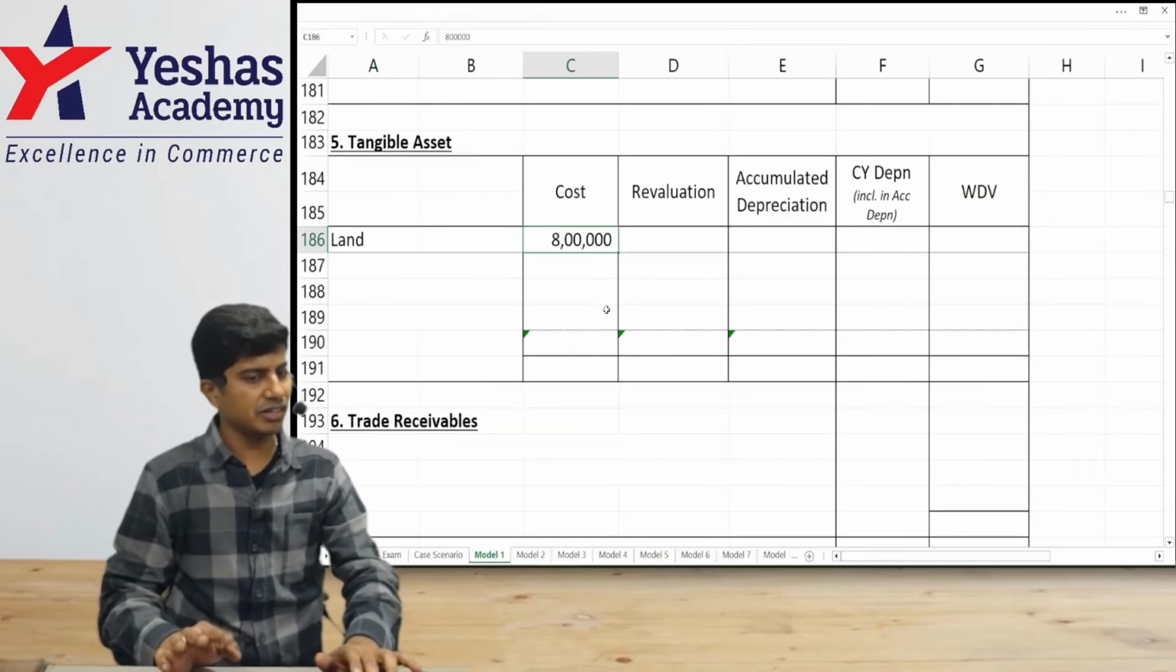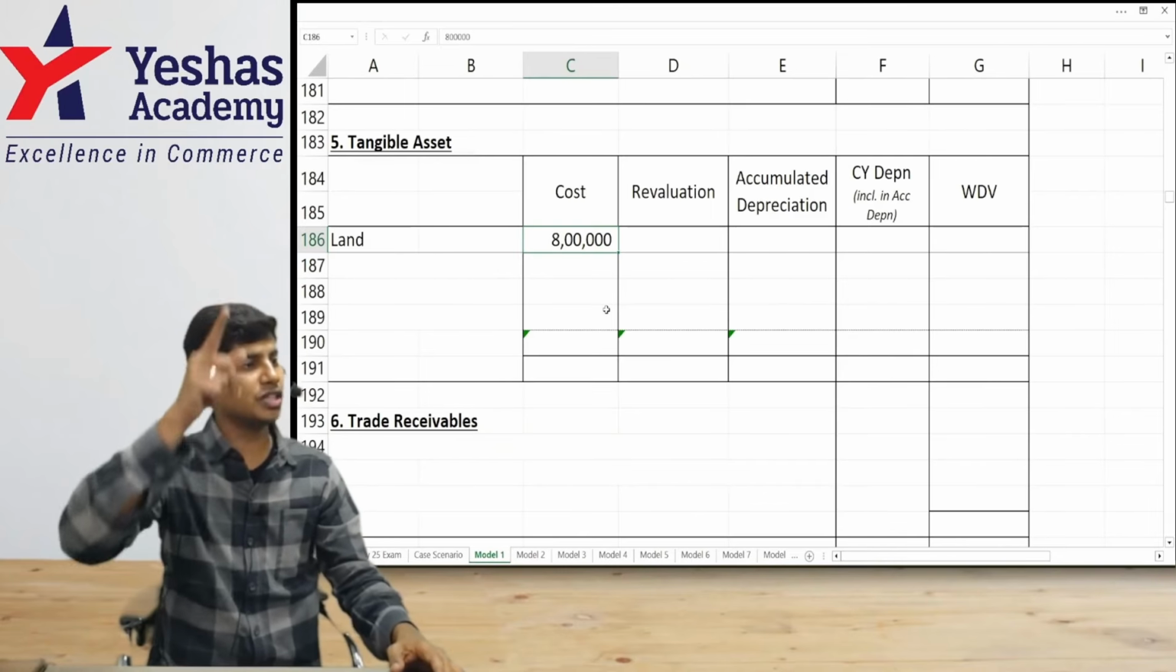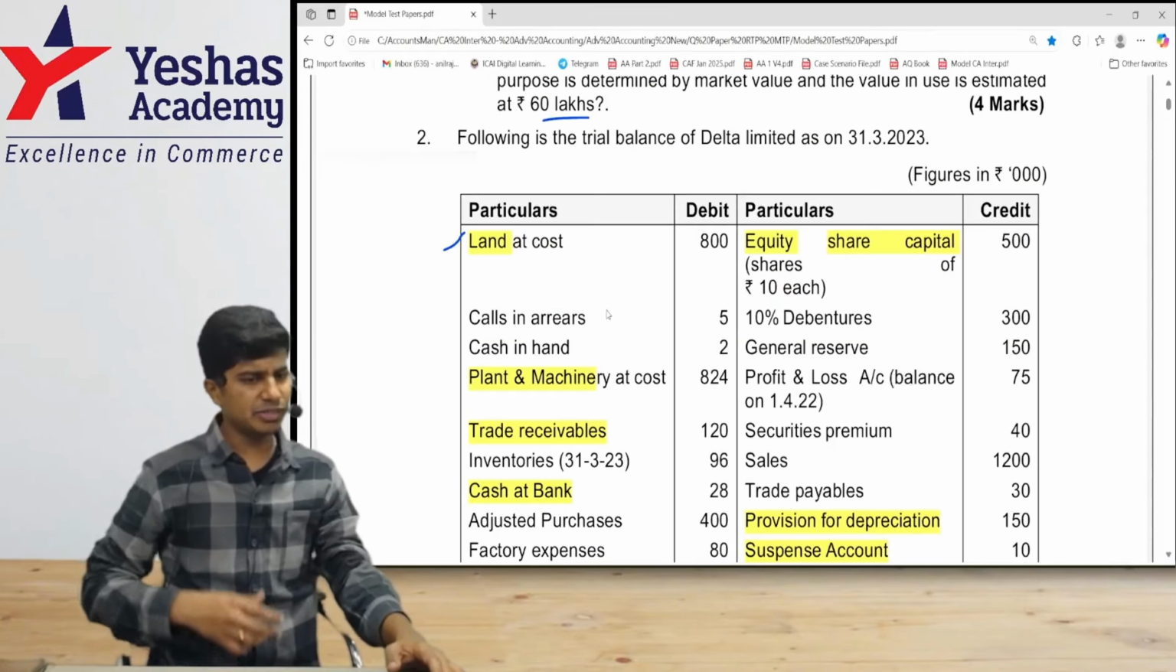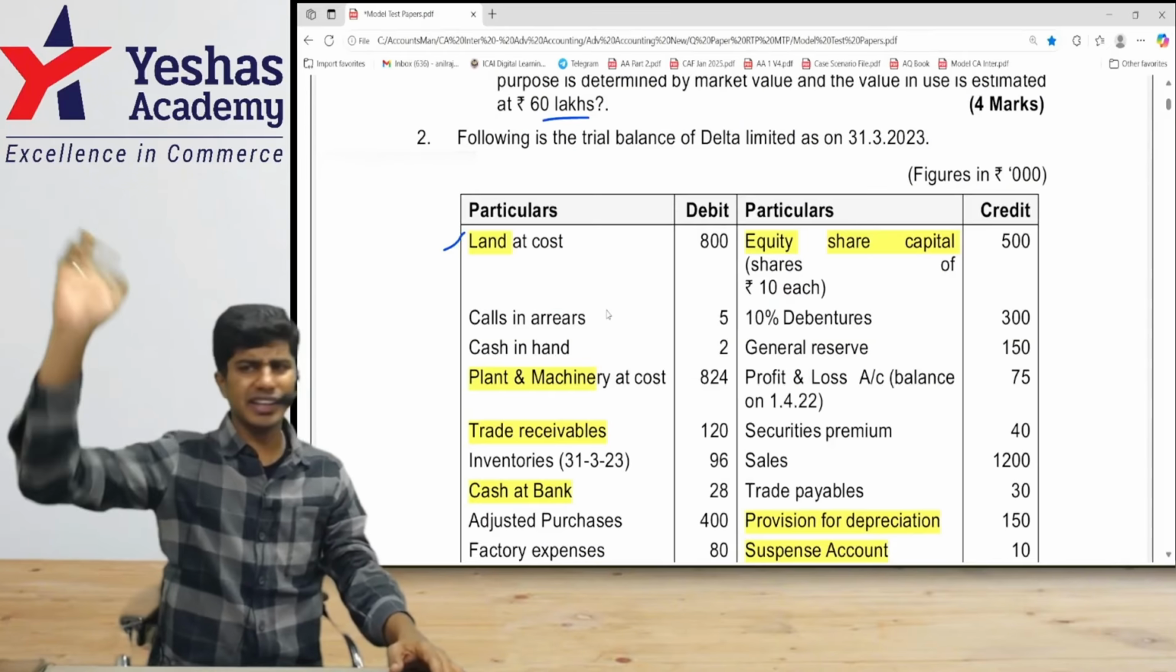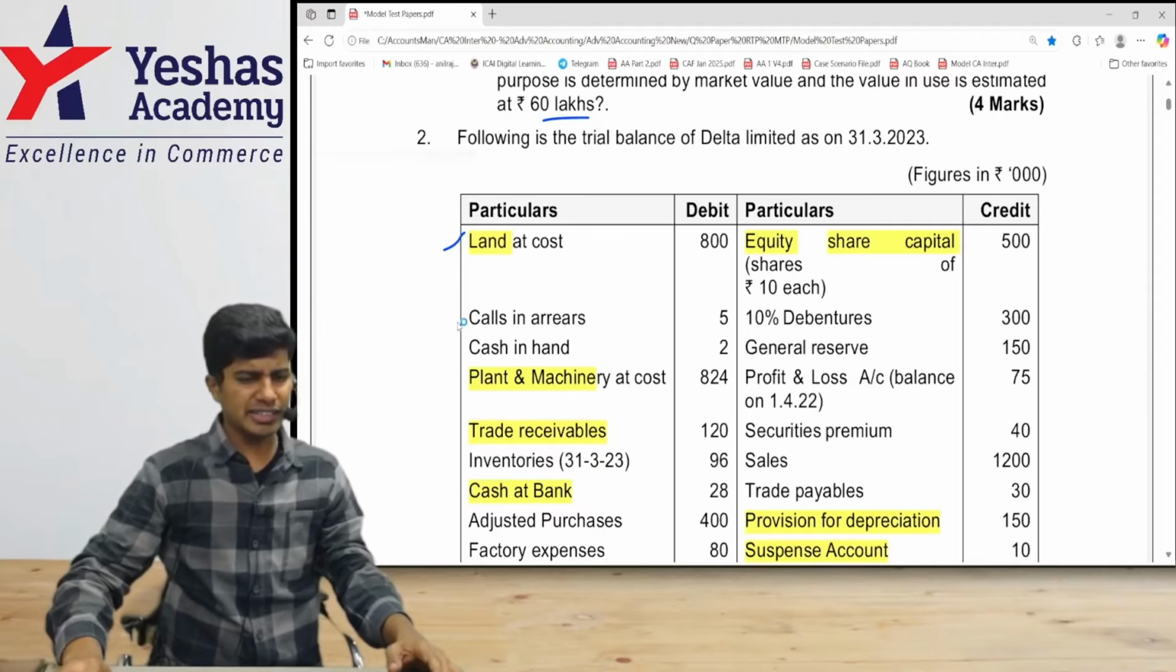800. There is some adjustment. There is some revaluation. It is 800,000. So I've written it as 8 lakh. Sir, adjustment later. When I read the adjustments, I'll do it. Right now, no. Next, I have call scenarios.